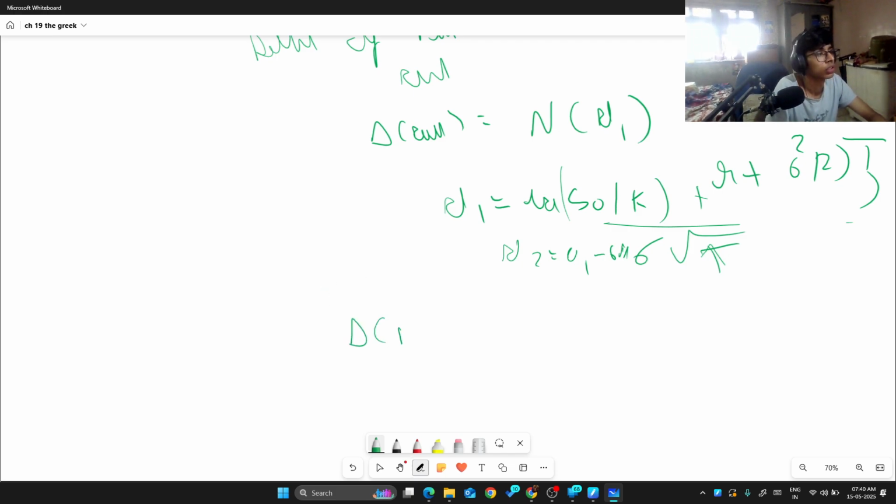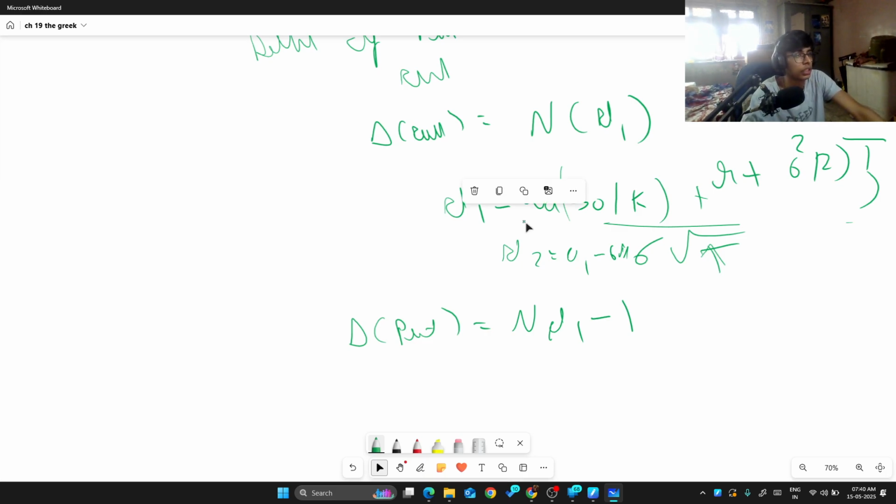And for put, delta value is N(D1) minus 1. And that's the simple formula. You can see the chart here. Let me show you.